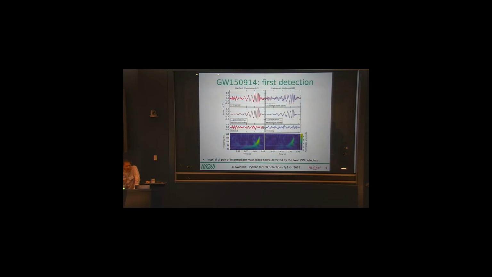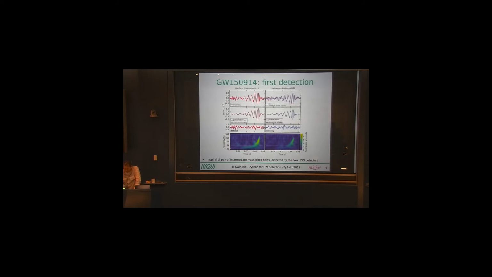After many years of working on these machines, you likely heard about 2 years ago that the two LIGO interferometers were online and they measured their first detection, and this was an in-spiral of two intermediate mass black holes. And I think Duncan already showed these plots 1 year ago, so unfortunately I cannot talk a lot more about this.